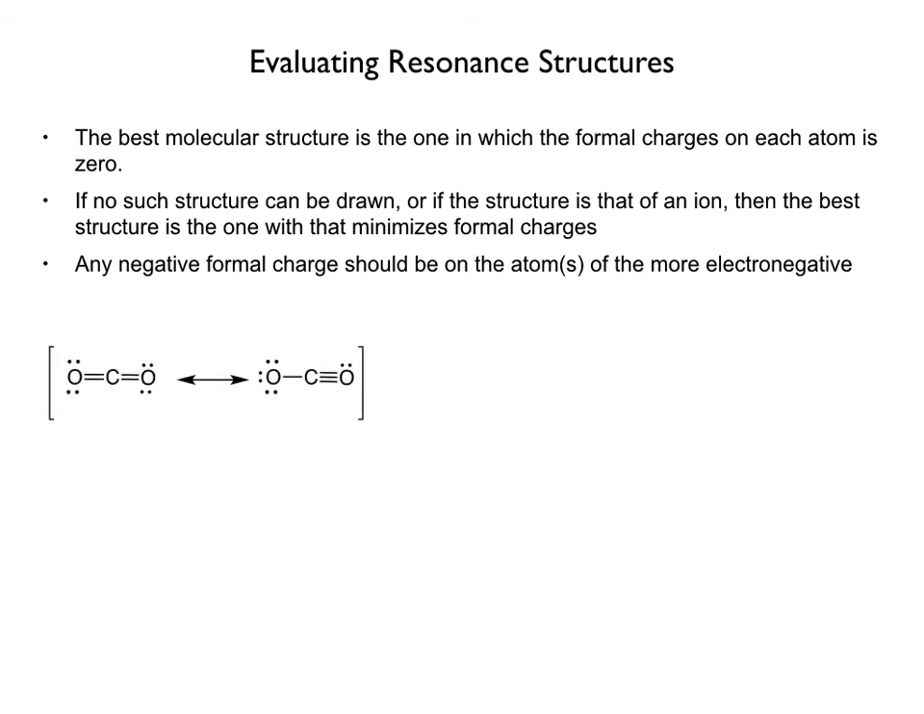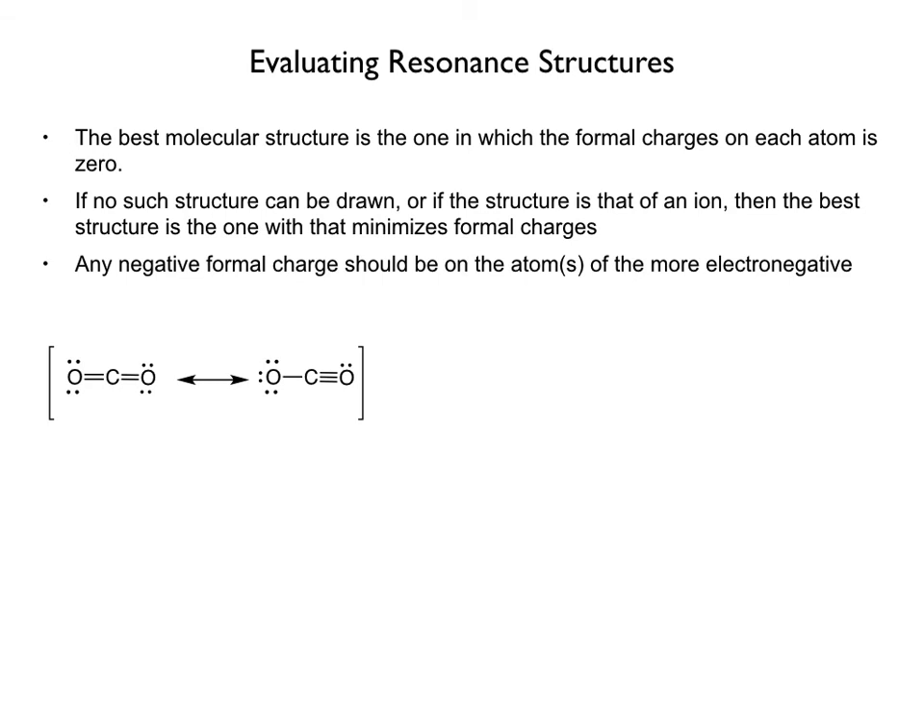So let's start off and go back to our carbon dioxide example that we started this lecture with. We can look at 2 resonance structures. All I did was move electrons, so these are valid resonance structures. But now we can say, are these equal? Is one resonance structure better than the other? And the way we would answer that would be to first assign formal charges to each of the atoms.